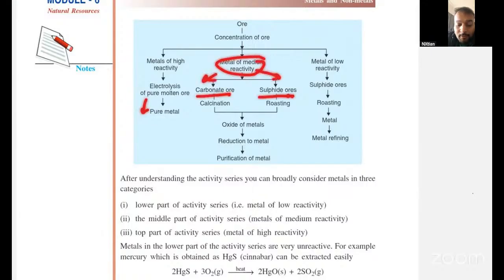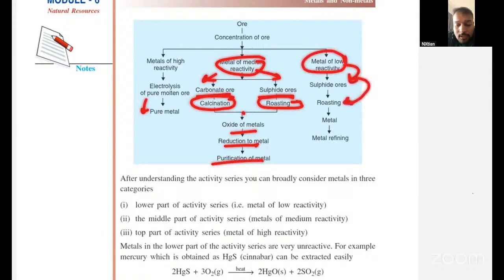For sulfide ore and carbonate ore, we have to do calcination, which is heating in the absence of oxygen. For sulfide ore it is roasting: we have to do heating in the presence of oxygen. Then we get the oxide of the metal, then reduction, and then purification. That we learn. Now, for metals of low reactivity, we get sulfide ore. That sulfide ore, we have to do roasting. After roasting we will get the metal, and we have to do metal refining to get the pure metal.